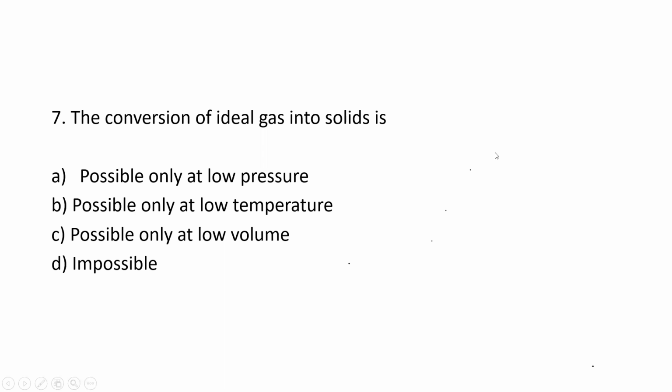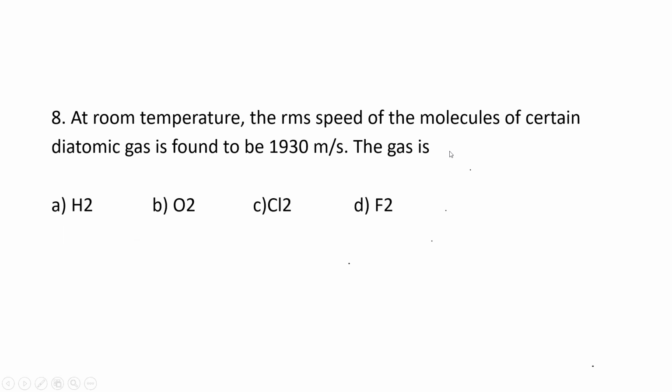Next question. At room temperature, the RMS speed of the molecule of a certain diatomic gas is found to be 1930. So, at room temperature, the RMS value is given. Which gas is it? Whether it is H2, O2, Cl2 or F2. Let us see. The root mean square velocity is given by the square root of 3RT divided by M. This value they have given as 1930. Simplify this equation for M.